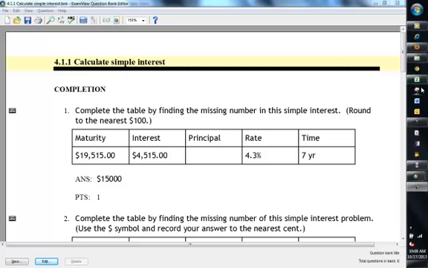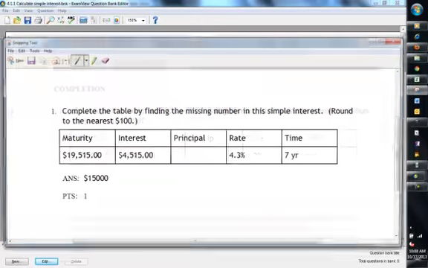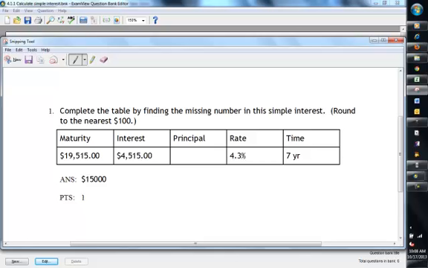Lesson 1 in Unit 4 deals with simple interest. And there are several different parts of it. The first one is, how do you calculate interest? Well, in this first case, we're supposed to find the principal.